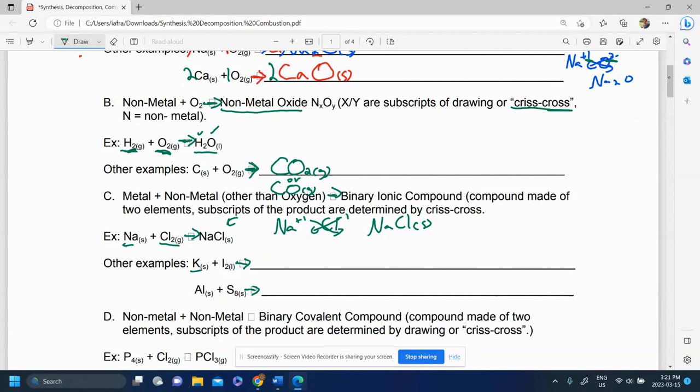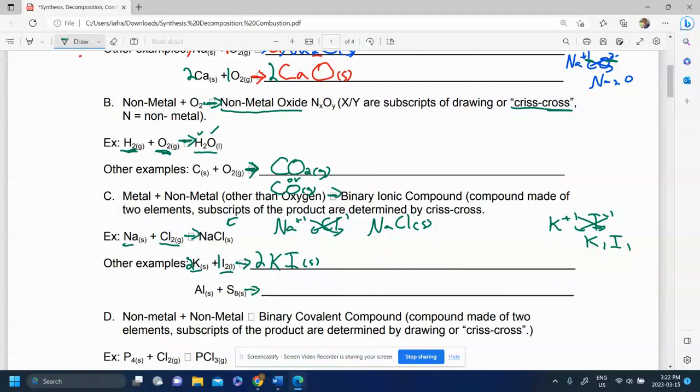So I know that's a metal and a nonmetal. And that means that I have to do a crisscross. So K plus 1, I minus 1. Crisscross it, you get K1, I1. And you don't have to write the 1. So KI, and then it's going to be a solid. If you're asked, you can balance. You can put a 2 here, and a 1 there, and now it's balanced.